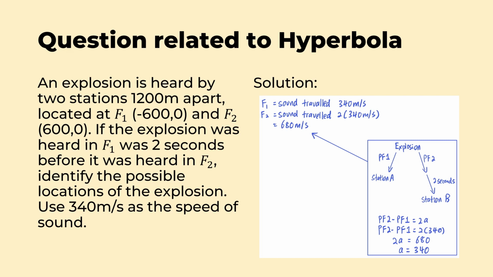So you have to times 2. And the 680 m/s is basically the difference. It's not how long it took, it's 680 more m/s. So now we just do a diagram.